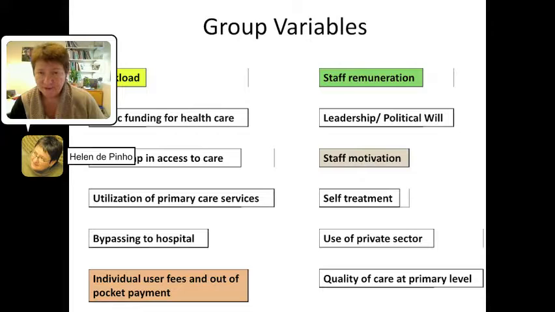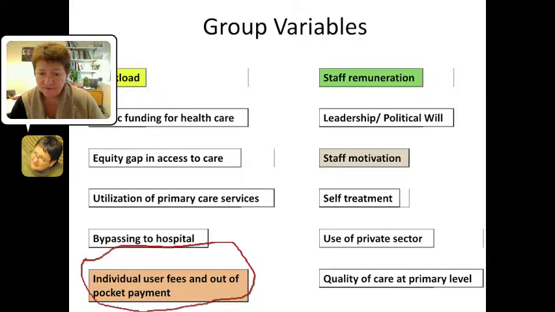When you have your final set of variables, it's really important to look at each variable and make sure that you understand what is the construct, what is the thinking behind that variable. So for example, let's take this variable user fees and out-of-pocket payment. What do we mean here?